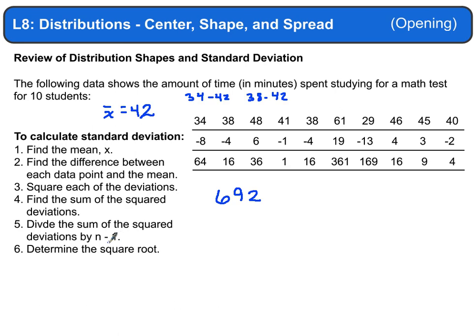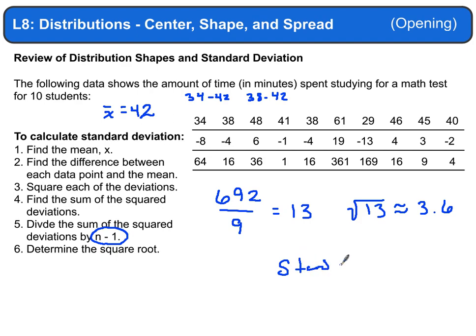Then we're going to divide by one number less than what we have. Since we had 10 numbers across the top, we're going to divide by 9. When we divide by 9, we're going to get 13. And then the final step is to take the square root. The square root of 13 is approximately 3.6. That would be the standard deviation.